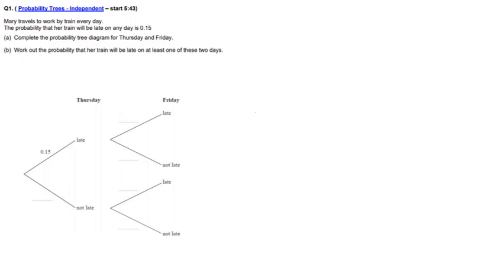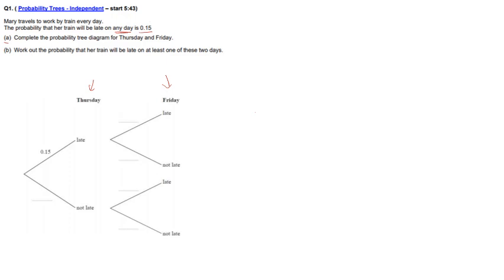So for this question here, we've got to work out part A, complete the probability tree diagram. So let's fill that out. Looking at the question, it tells me here that the probability that her train will be late on any day will be 0.15. So it doesn't matter if it's Thursday, it doesn't matter if it's Friday, any day the probability that it will be late is 0.15.